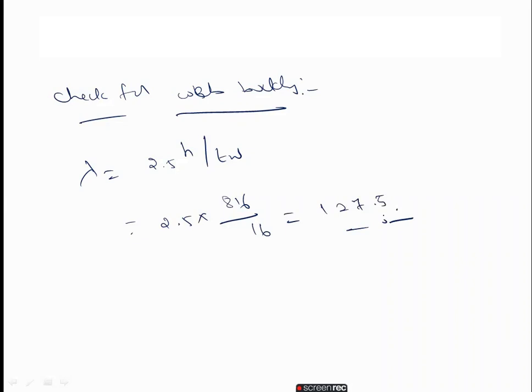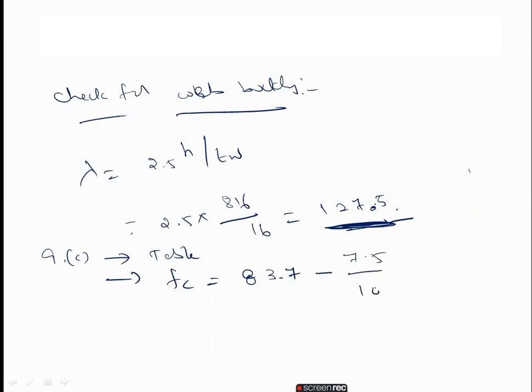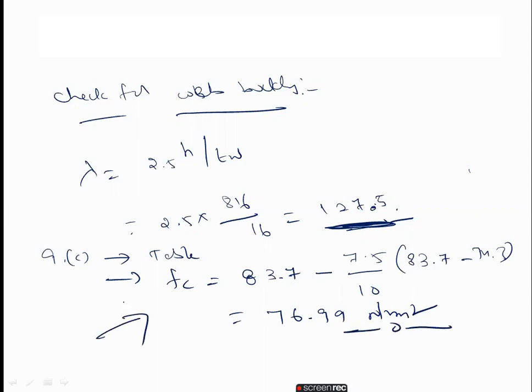The next step after calculating this, from table number 9C, if you observe the table, we calculated FC so many times by interpolation. That is 83.7 minus this one, for 127.5. Maybe those values are 120, 130 like this. So 7.5 by 10, times 83.7 minus 74.3. We will get the answer 76.99 Newton per mm square. So this is the FC value. Anyway, I will show you once it is finished.